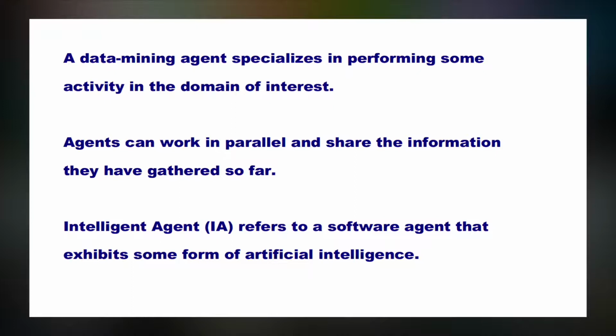And therefore, a data mining agent will specialize in performing some activity in the domain of interest for you according to the area in which you are working. Agents can work in parallel and share the information they have gathered so far. This is a typical advantage of an agent. IA in general, called the intelligent agent, refers to a software agent that exhibits some form of artificial intelligence. And according to Ulrich, intelligent agents are defined as agents capable of flexible autonomous action to meet their design objectives.